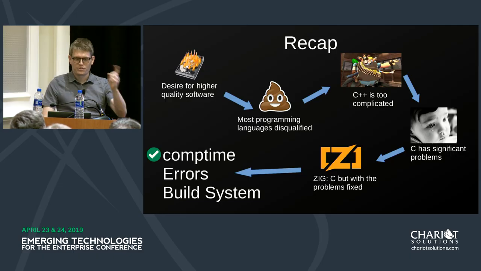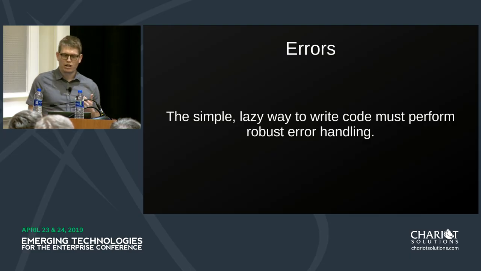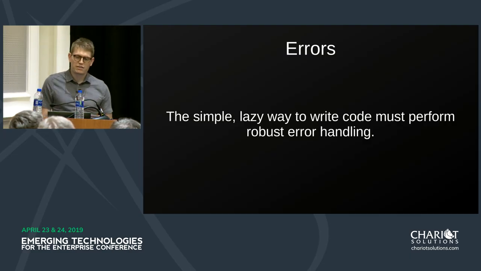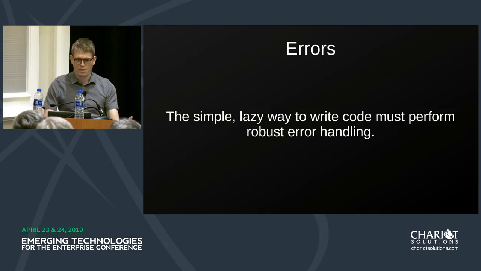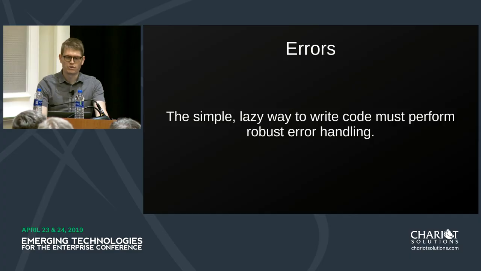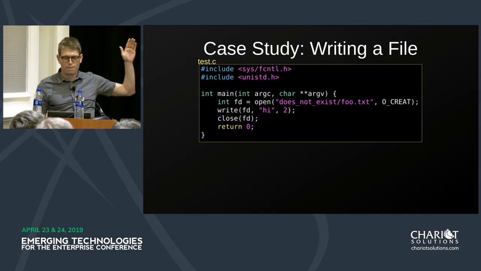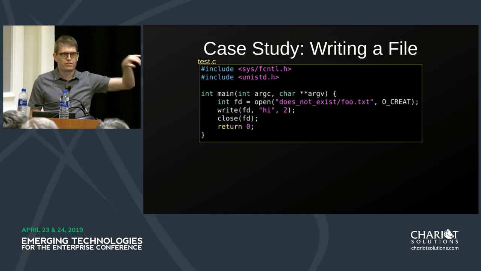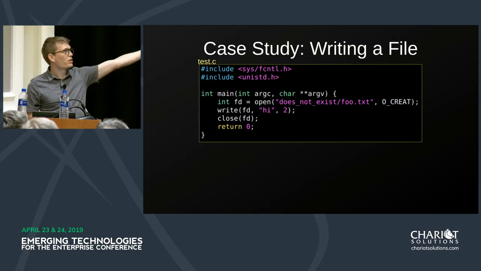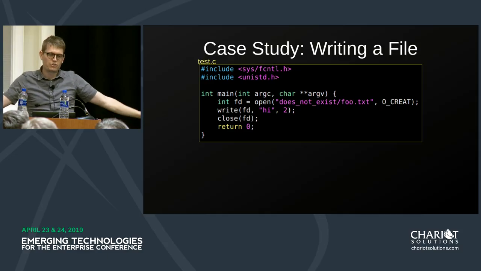So, errors. Errors are a central theme in Zig. Because in order to have high quality software, correct error handling has to be the easiest, most straightforward path for people to follow. People are always going to be lazy, so better make the lazy path the correct path. Okay, so let's look at a really simple example. This is C code. It's going to open a file, but the directory doesn't exist, so that's going to fail. But this code is written in the laziest, easiest way to code, which is just not to handle errors. So let's see what happens.